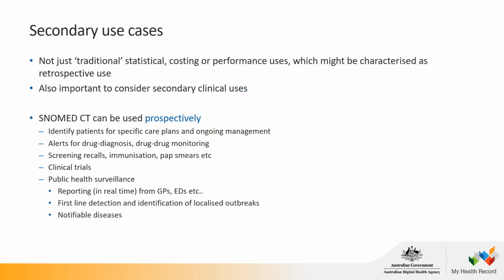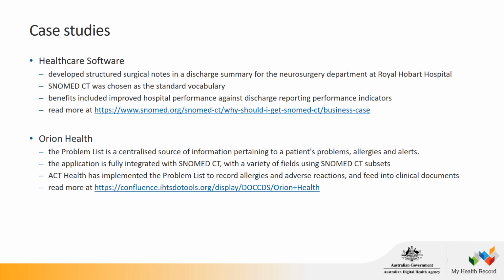Data can potentially be captured in real time to support public health surveillance, such as detecting localized outbreaks of E. coli infections from public swimming pools or Legionnaire's disease, or faster reporting of notifiable diseases like whooping cough and avian flu. Here are a few case studies where SNOMED CT-AU has been implemented.